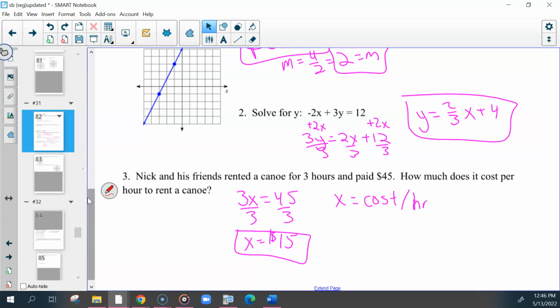Number 3, in this scenario, what you don't know is how much does it cost per hour. So that would be your variable, you don't know. And usually we multiply that by whatever. So cost per hour, you can multiply those things together. So 3 times x would equal 45. And then we would divide everything by 3 to get 15.